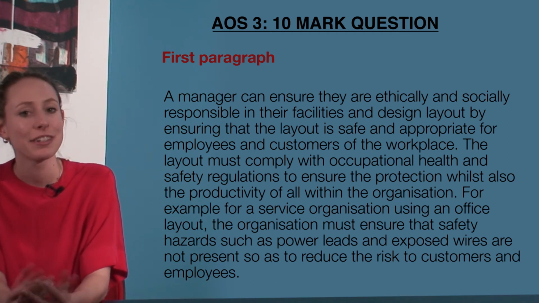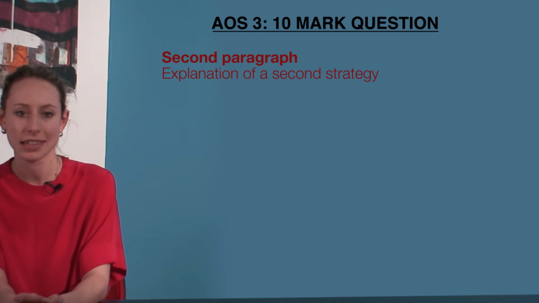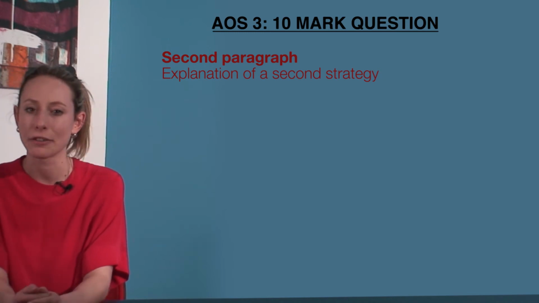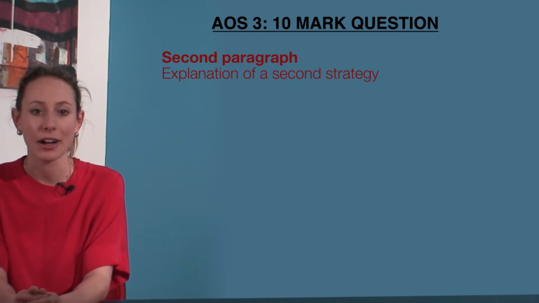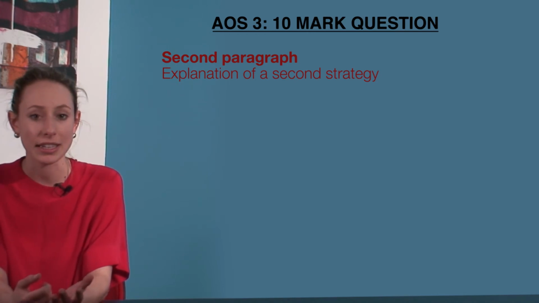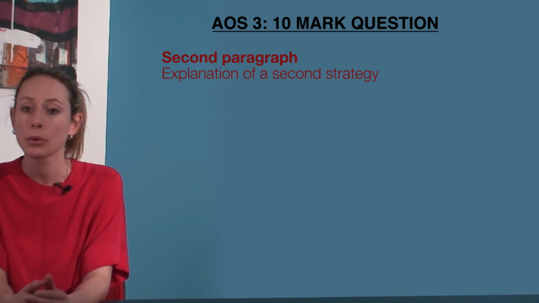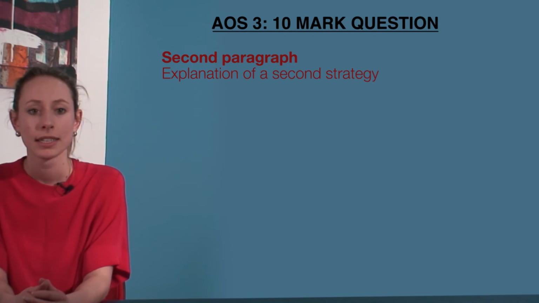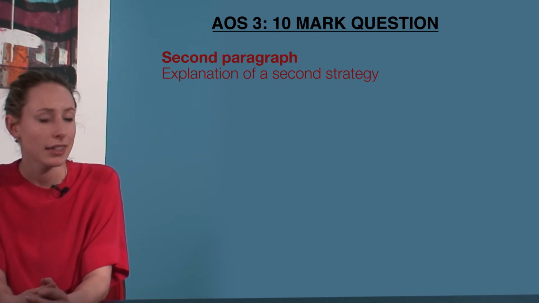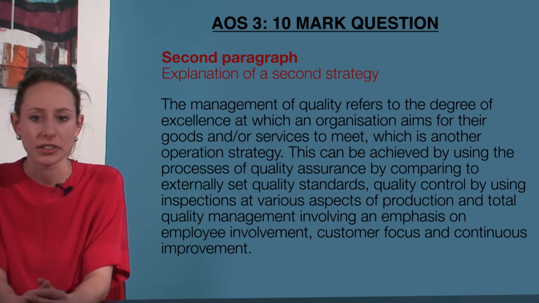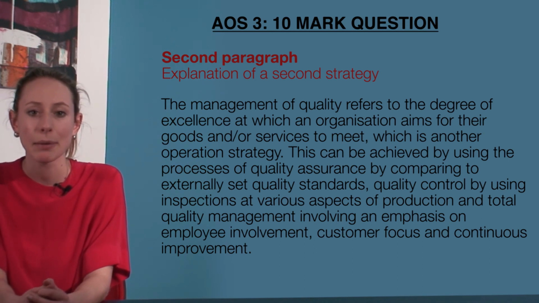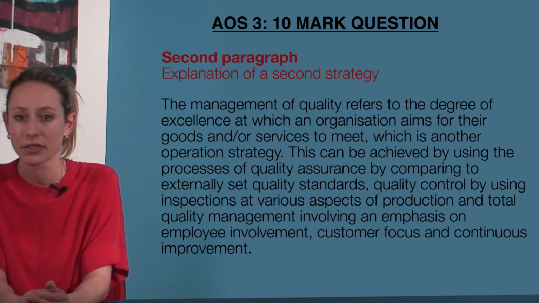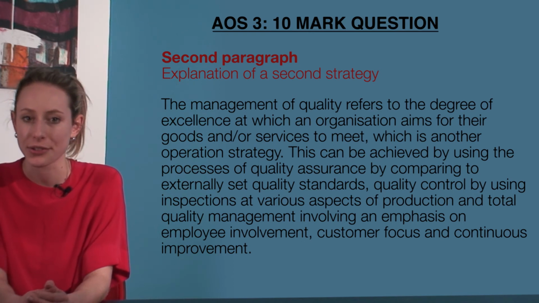In the second paragraph, the explanation of a second strategy could be discussed. It is necessary again to include the explanation of the strategy and how it can be managed in an ethically and socially responsible way. A failure to correctly explain or identify a strategy will result in a loss of marks. This could include a response such as: the management of quality refers to the degree of excellence at which an organisation aims for their goods and/or services to meet, which is another operations strategy.